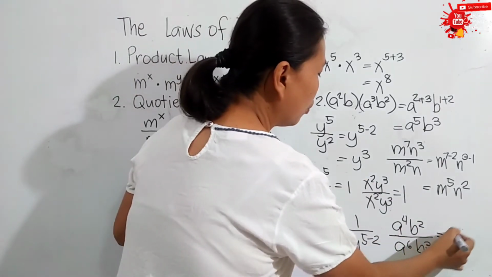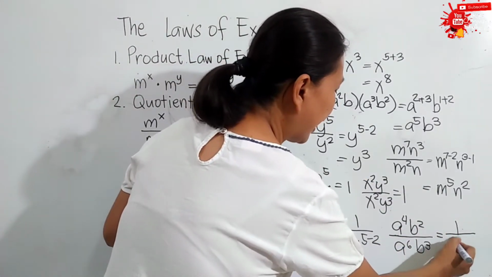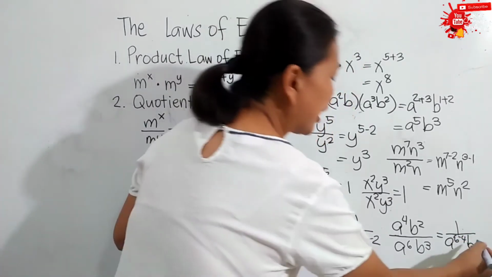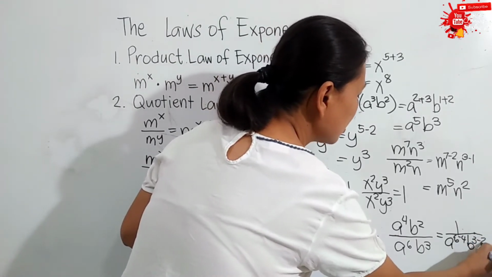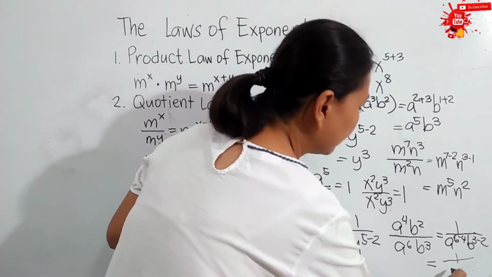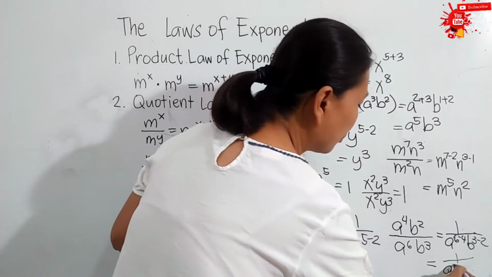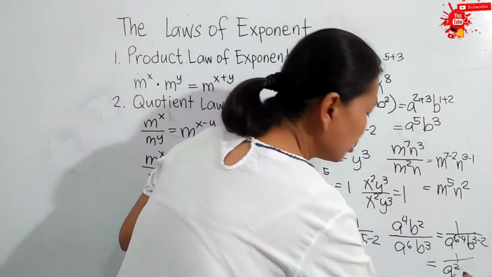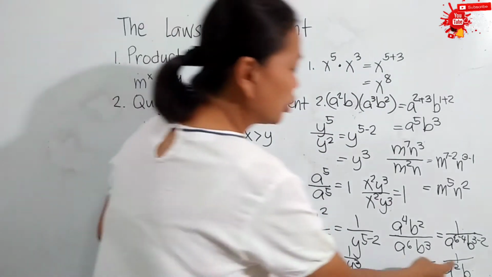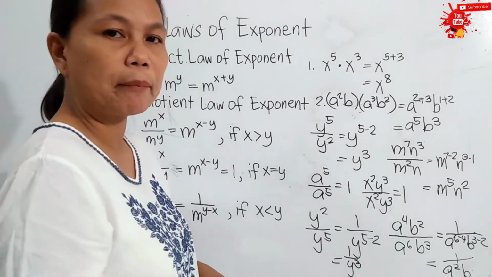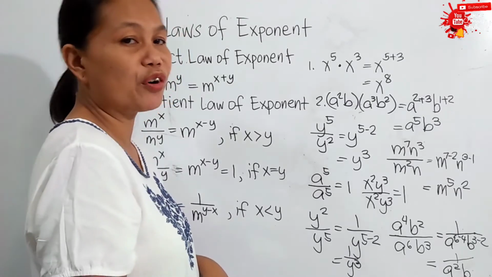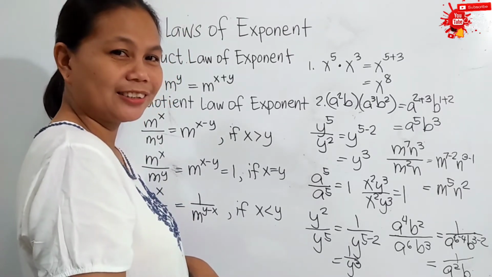So it will become 1 over a raised to 6 minus 4 times b raised to 3 minus 2. So what will be our answer? We have here 1 over a raised to 6 minus 4, which is 2, and b raised to 3 minus 2, which is 1. So no need to write 1 if 1 is the exponent. Therefore, the answer for a to the 4th b squared over a raised to 6 b cubed is equal to 1 over a squared b.